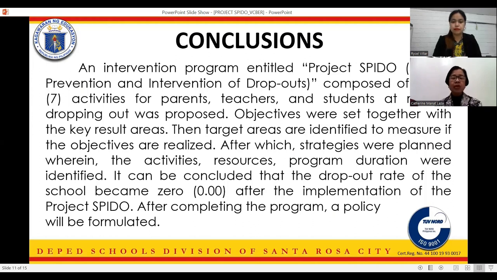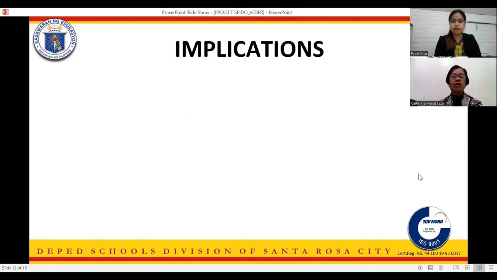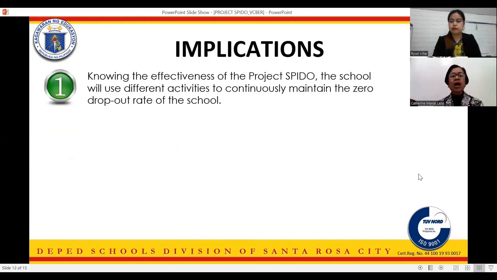It can be concluded that the dropout rate of the school becomes zero after the implementation of Project SPEDO. After completing the program, a policy will be formulated. For our implications, knowing the effectiveness of Project SPEDO, the school will use different activities to continuously maintain the zero dropout rate of the school.